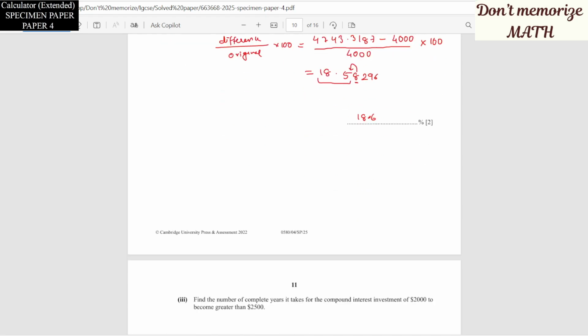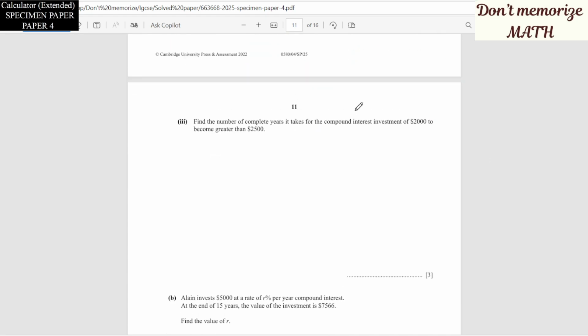I think we have one more part for this. Find the number of complete years it takes for the compound interest investment of $2,000 to become greater than 2,500. We have to find the value of what? The number of years, small letter n. I will write the formula, the total amount. Total amount is P times 1 plus R over 100, raised to n, because they have mentioned compound interest.